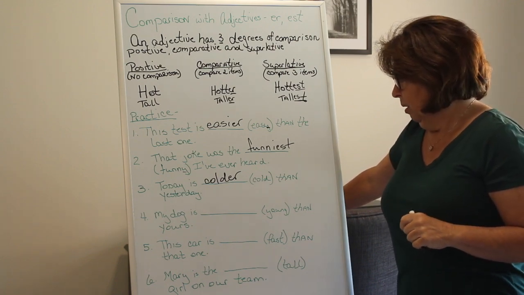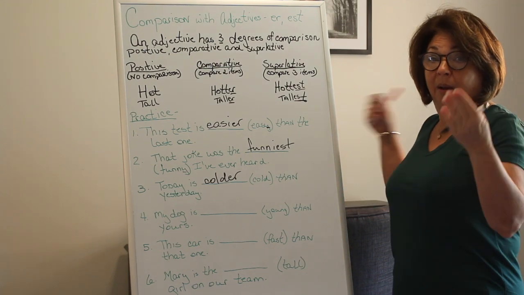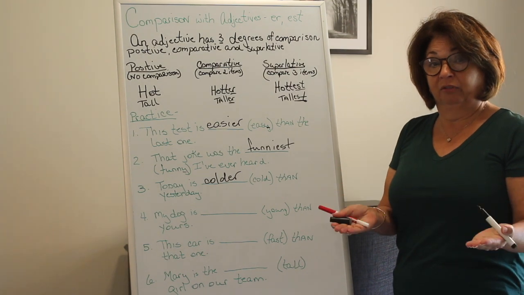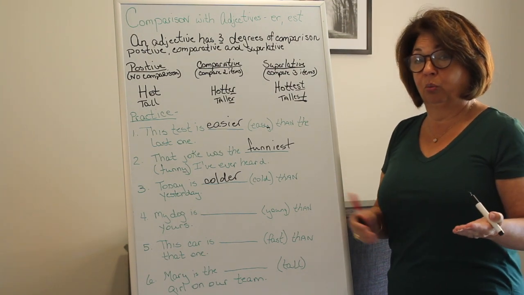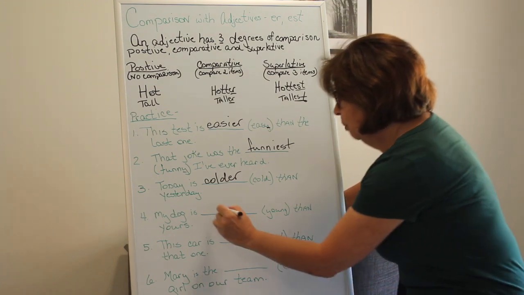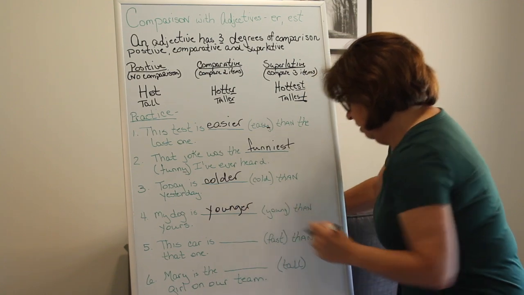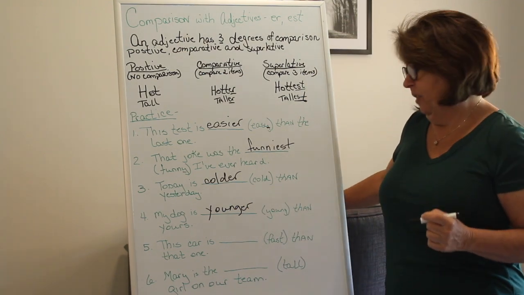My dog is young than yours. How many are we comparing? Mine and yours. So we have 2. So we're going to use which form? If you said comparative, you would be right. So my dog is younger than yours. All right, number 5.